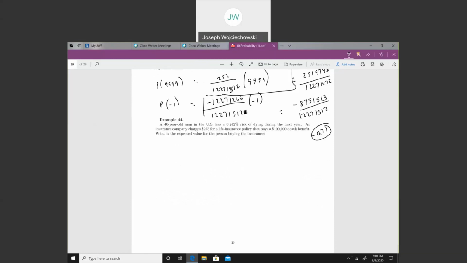Okay, now that we've talked about how the lottery makes money, let's talk about insurance companies. A 40-year-old man in the U.S. has a 0.242% risk of dying during the next year. So let's convert that to a decimal. Move the decimal place 2 places: 0.00242. If an insurance company charges $275 for a life insurance policy that pays $100,000, what is the expected value for the person buying the insurance?